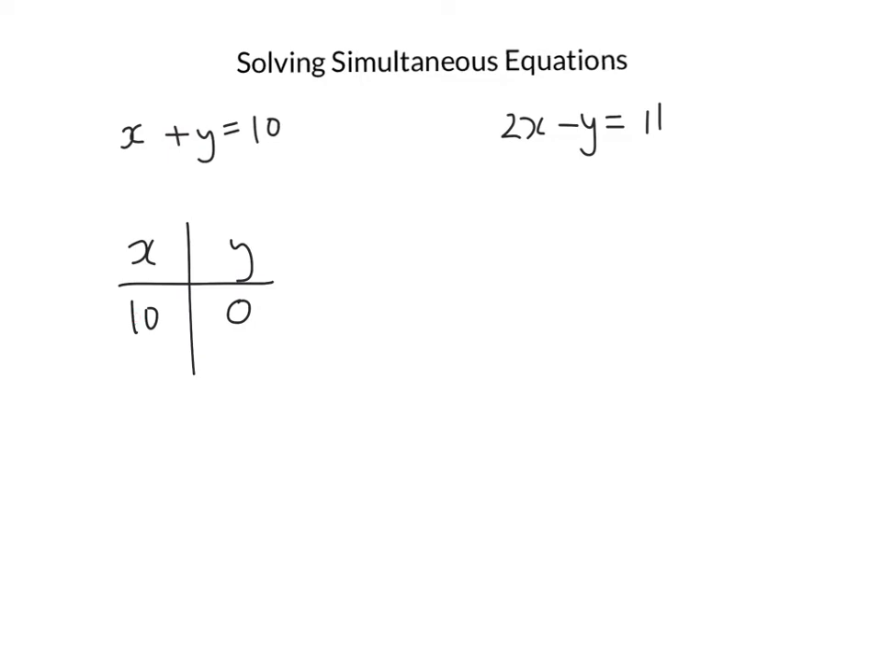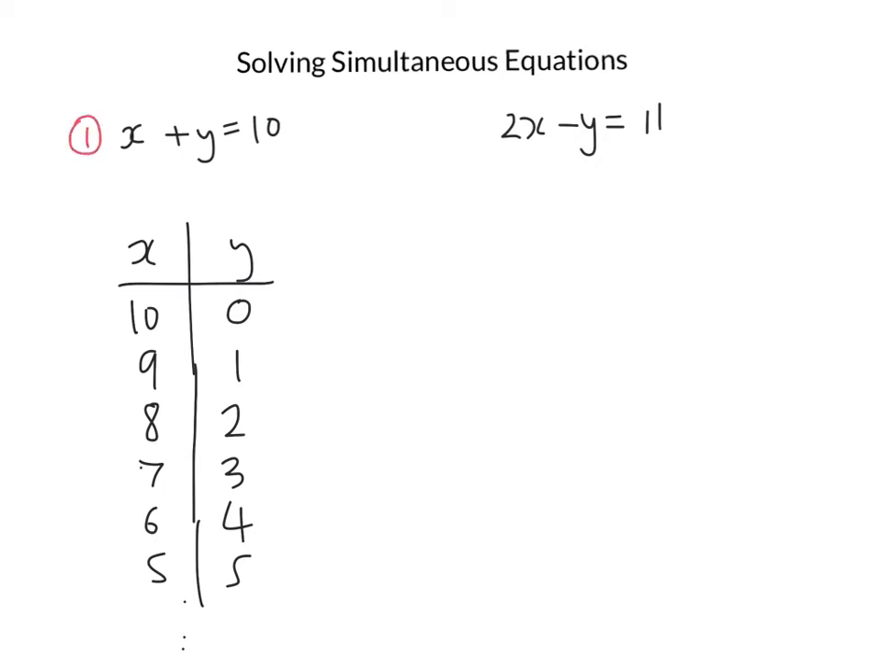But there's other answers. x could be 9. If x is 9, 9 plus y is 10, so y would have to be 1. 9 plus 1 is 10. And we could keep going. x could be 8, y could be 2. x could be 7 and 3, 6 and 4, 5 and 5, and we can keep going. And we could also put in decimals, and we could put in negatives. There would be an infinite number of solutions to that equation. Let's label that equation, call that the first equation.